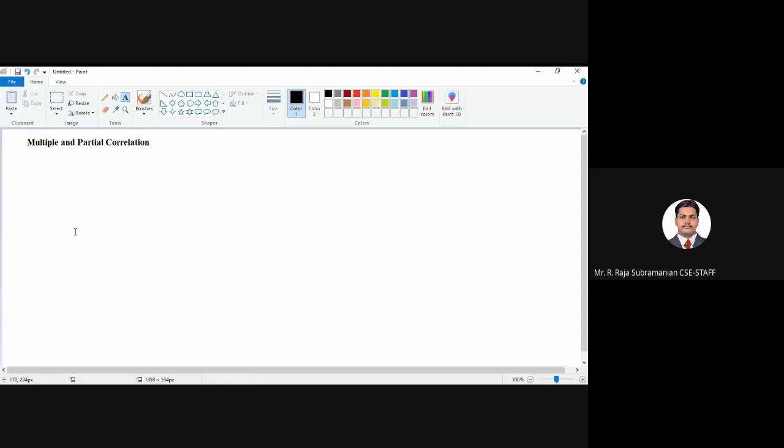Now we are going to the next topic in the same multiple linear regression. The extension, we have completed linear regression. We have completed overfitting, and we are actually going into the next, cross validation in practical. Now we are moving to the next theoretical derivation part, that is multiple and partial correlation in regression items. This is what we are going to see in today's class.